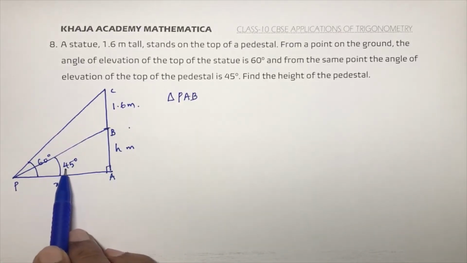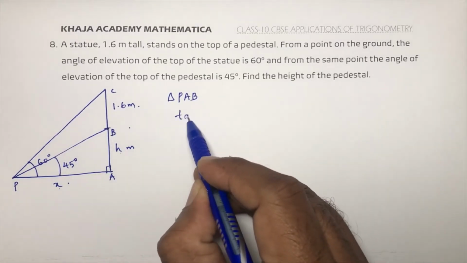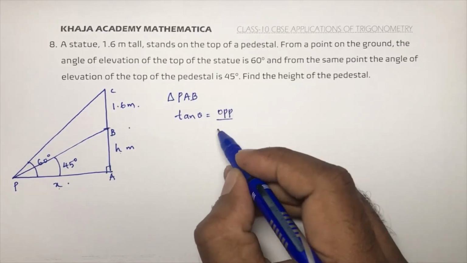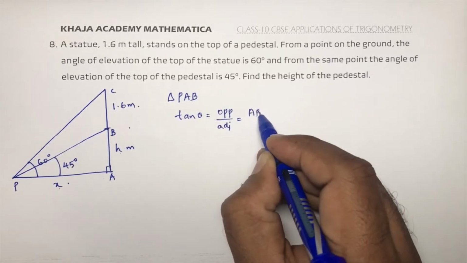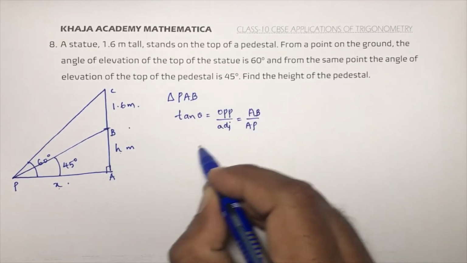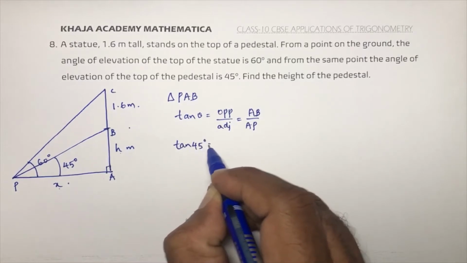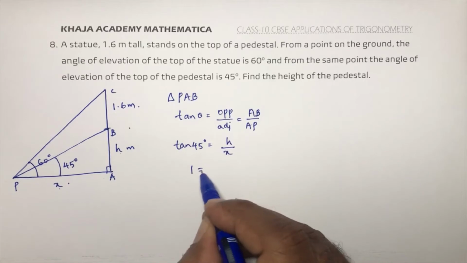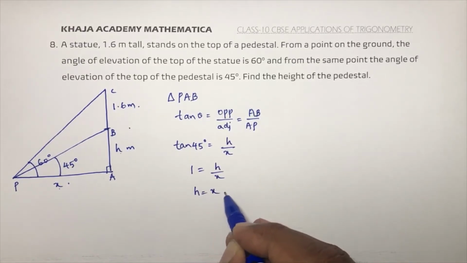Theta is 45. Opposite is h, adjacent is x. So I'll use tan theta, which is opposite by adjacent. Opposite is AB, adjacent is AP. So tan 45 equals AB is h, adjacent is x. Tan 45 is 1, 1 equals h by x, h equals x.